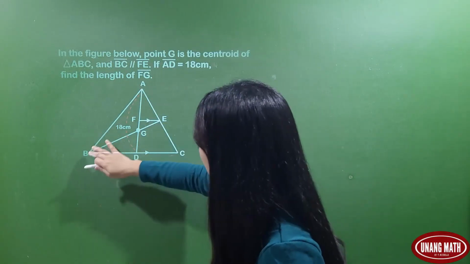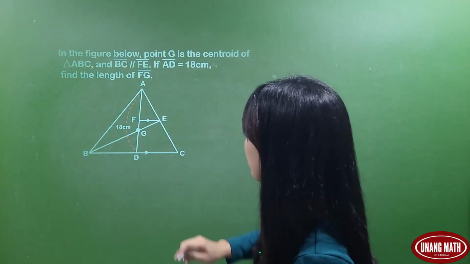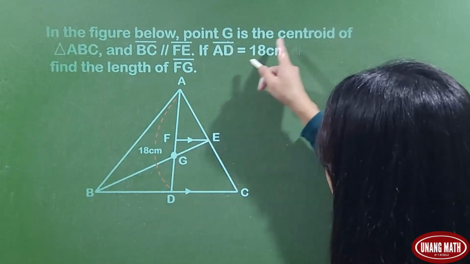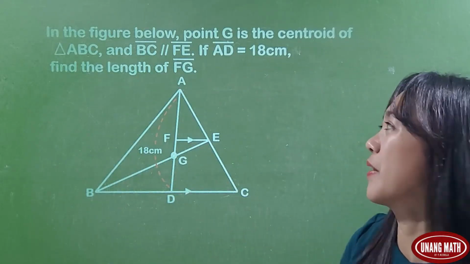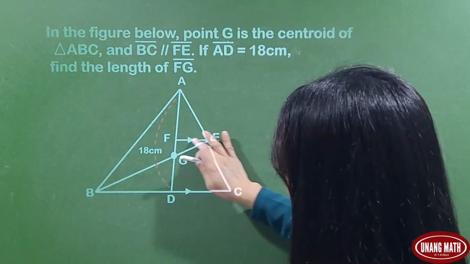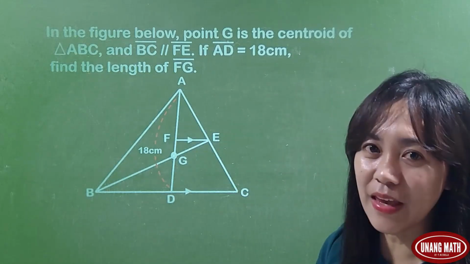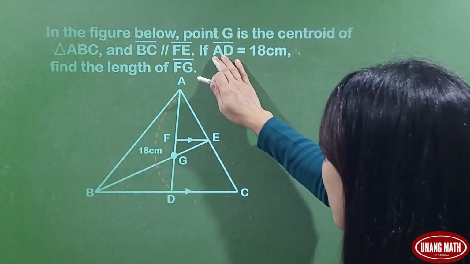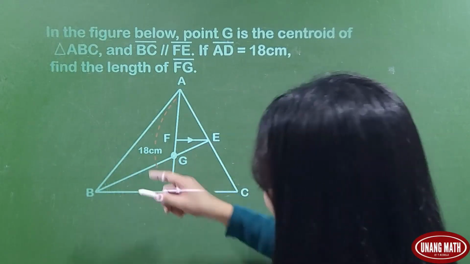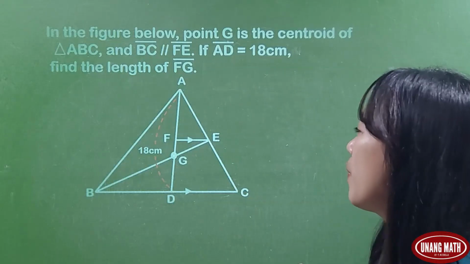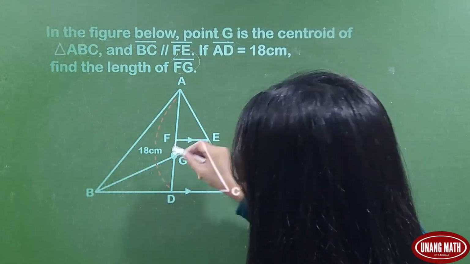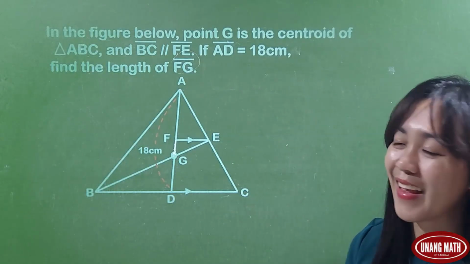So this is our triangle ABC. According to this one, point G is the centroid of this triangle. Segment BC, or this segment, is parallel to segment FE. It's also given that segment AD is 18 centimeters. So this is segment AD. It's 18 centimeters. We will find the length of segment FG, or this segment.